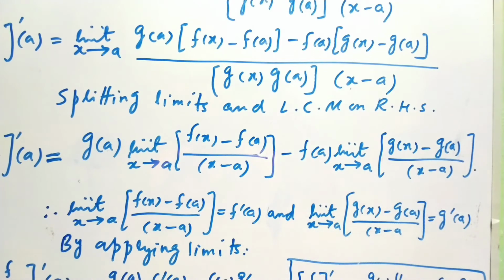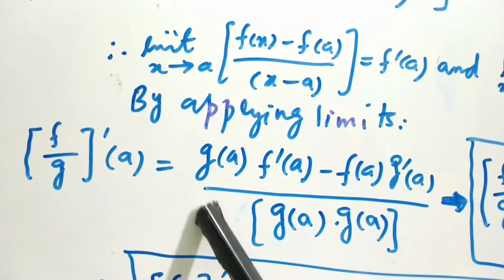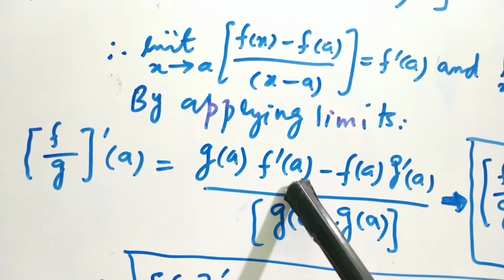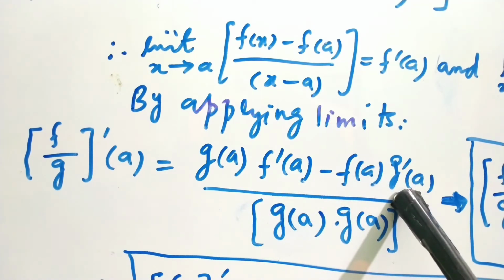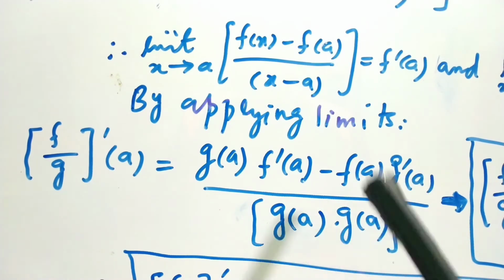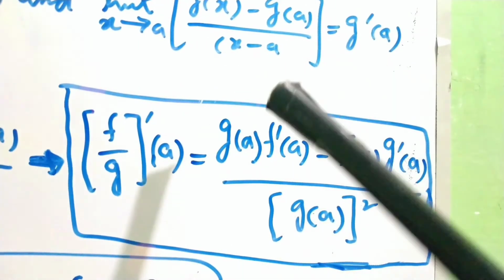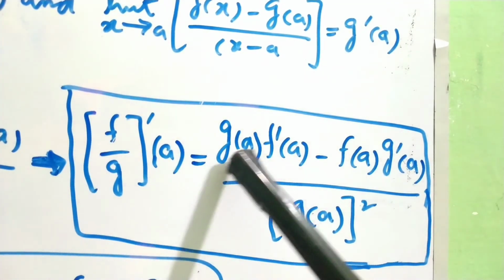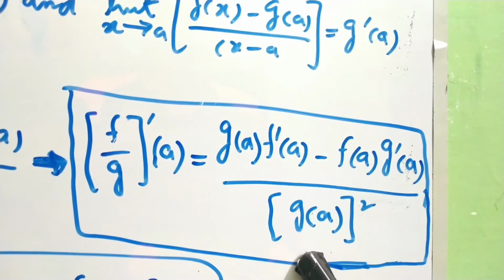By applying limits, what will happen? So by applying the limit, f over g dash of a is equal to g of a is the same, the derivative of f of a, that is f dash of a, minus f of a is the same, the derivative of g of a, so g dash of a, that is g of a into g of a. Instead of x we are putting a here, so g of a into g of a becomes g of a whole square. So over here, f over g dash of a will be g of a into f dash of a minus f of a into g dash of a divided by g of a whole square.